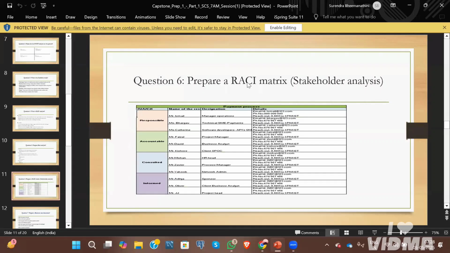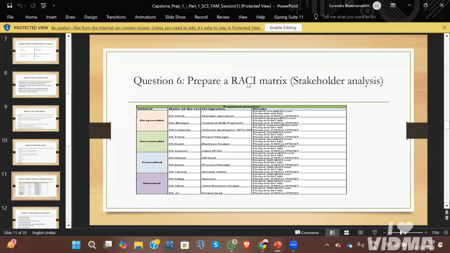Next, prepare a RACI matrix. A RACI matrix is nothing but a stakeholder analysis, guys. R stands for responsible, A for accountable, C for consulted, and I for informed. This is the matrix that you build on the stakeholders to classify them according to their roles and responsibilities. For a project, there might be 10 to 20 stakeholders, right? You should know whom to go to when you have any problem. That's why you need to classify the stakeholders into these four categories.